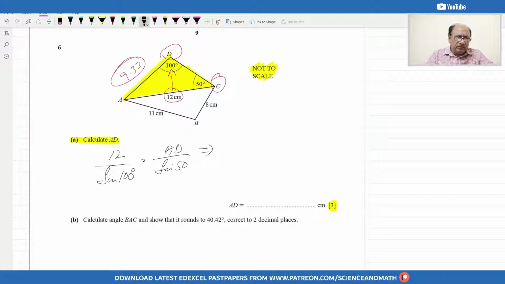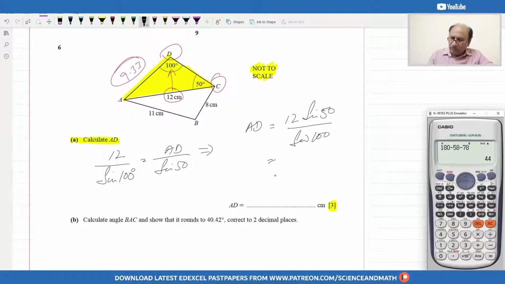And AA star students, basically if your concepts are clear, you should go ahead and solve the question and compare whatever I'm doing. You can compare your working and rectify your answers accordingly. AD will be equal to 12 sine 50. We will shift this sine 50 to the other side, and this will be divided by sine of 100, and we can simplify this with the help of a calculator.